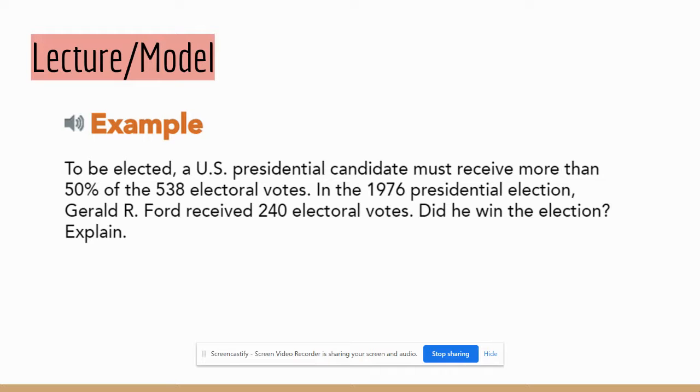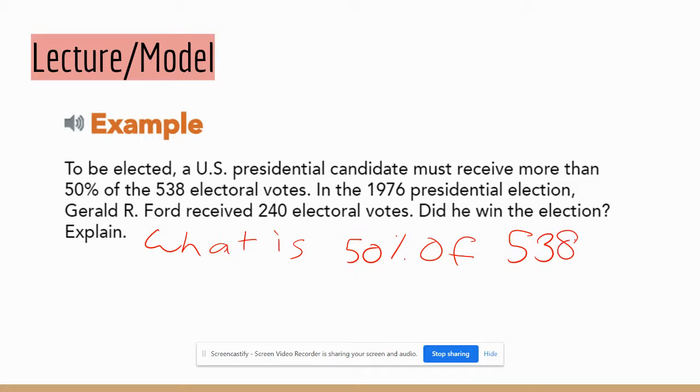So, here we are going to ask, what is 50%, because that's what he needs, of 538? And then if 50% of 538 is more than 240, then he lost. If it's greater than 240, if it's less than 240, then he would have won.